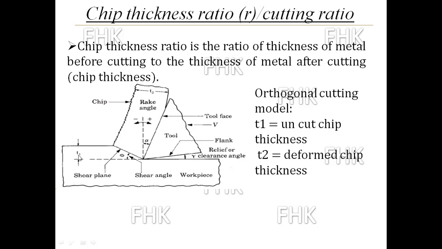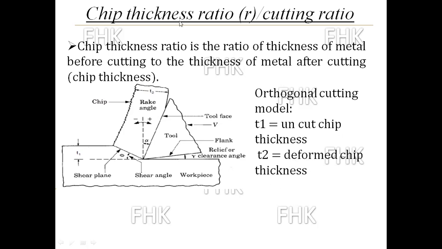T1 in a lathe machine, you can say, is the depth of cut. In turning operation, that T1, the material before cutting, you can also say is the depth of cut, whereas T2 is thickness of material after cutting or thickness of chip. T2 is also called deformed chip thickness.